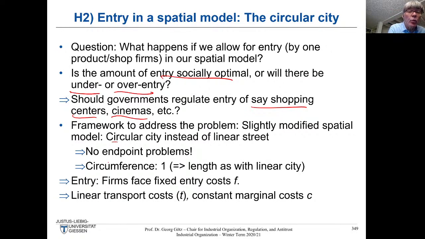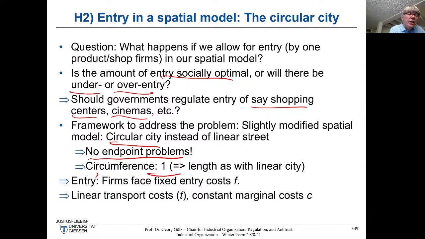And as I already told you, we will employ the circular city instead of the linear street here. Why? Because everyone is symmetric on a circle. Everyone has a left and a right neighbor. Whereas on the linear street, you remember the 1/8, 1/2, and 7/8 example, the guy located in the center is different from the shops located at the endpoints, okay? Because they don't have a left and right neighbor. If you have a circular city, everyone has a neighbor. And the circumference is again 1, so that is the same as the length of the linear city.